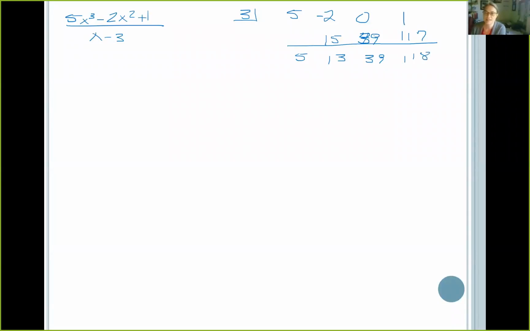This means that this division is equal to 5x squared plus 13x plus 39. Remember, this guy is my remainder, plus 118 over x minus 3. Practically speaking, what this means is that 3 is not a 0 of this polynomial.